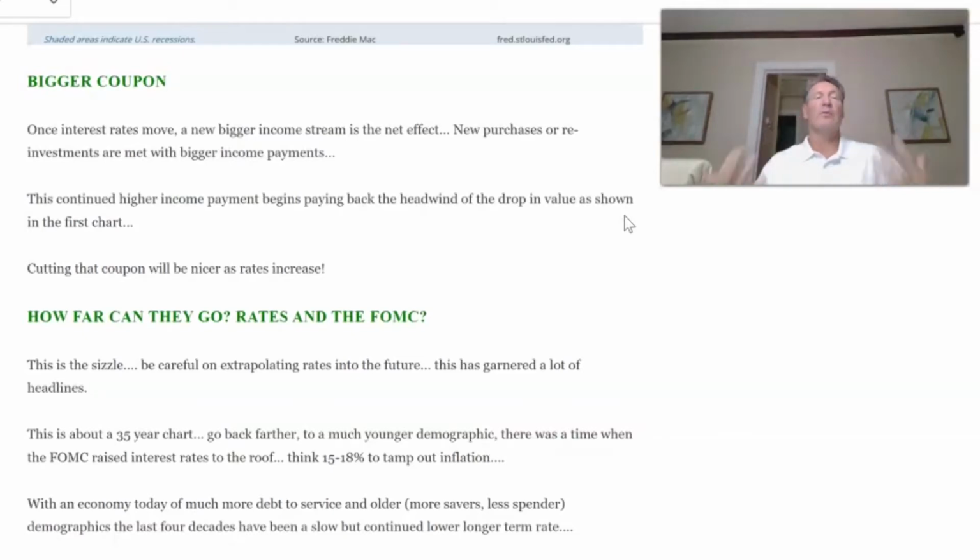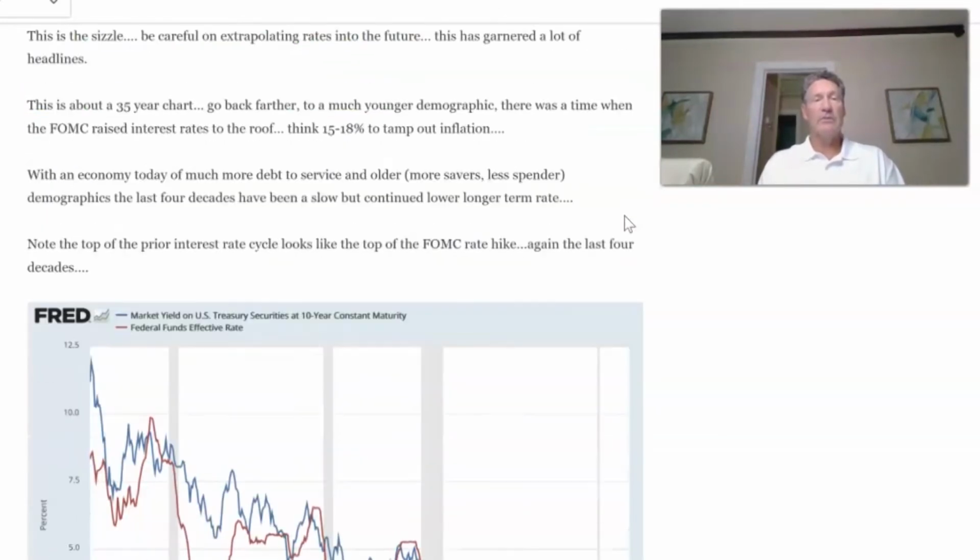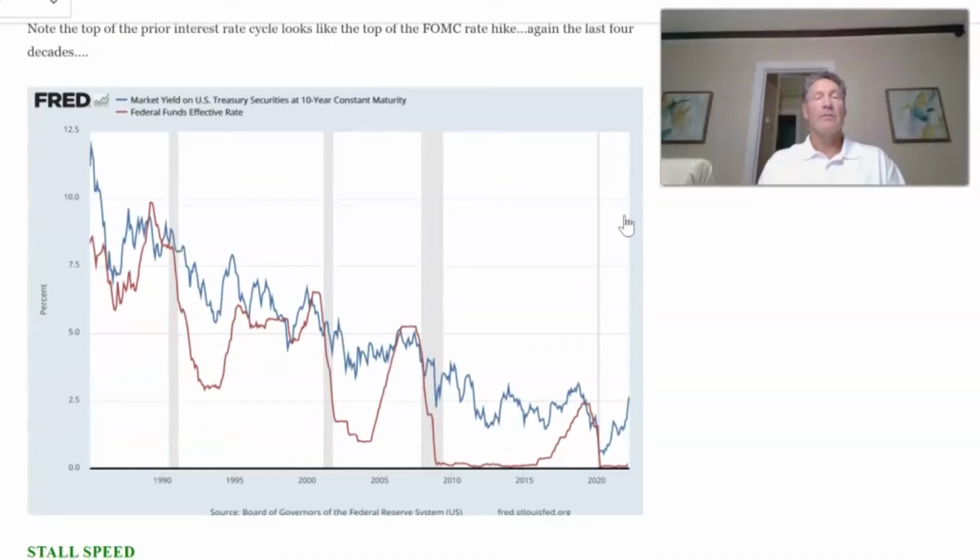Okay, what also does that mean? That means that the coupons that we will receive as our bonds reinvest will be bigger. As rates go up, we get bigger coupon. So at the beginning, it's a bit of a headwind. Once we get into it, it's a tailwind. That's what I want everybody to understand. And generally, rates don't go up and up and up. So that's the next graph that I'm going to show.